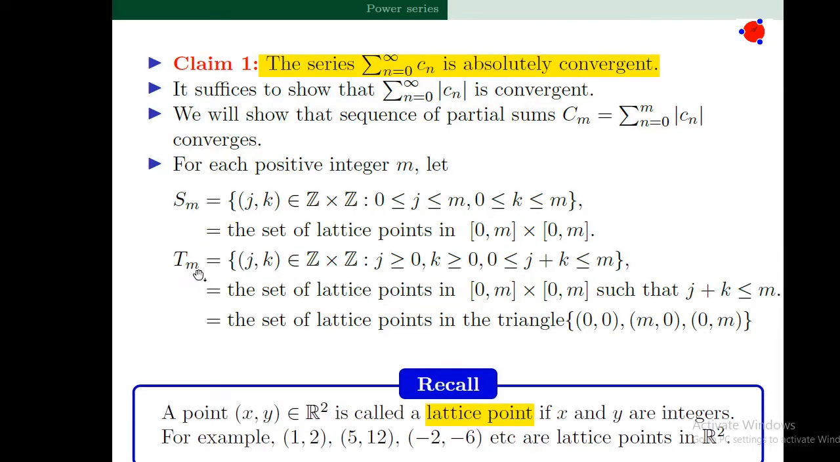Similarly define Tm as the set of all ordered pairs (j,k) in Z cross Z such that j is greater than or equal to 0, k is greater than or equal to 0, and 0 is less than or equal to j plus k is less than or equal to m. Observe that Tm is the set of all lattice points in the square [0,m] cross [0,m] such that the sum of their coordinates is less than or equal to m.